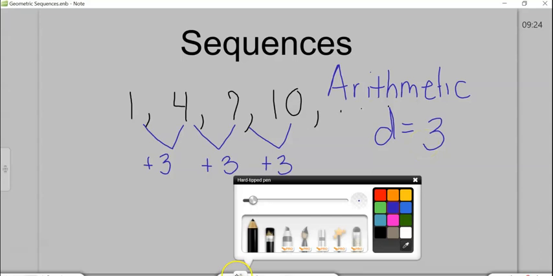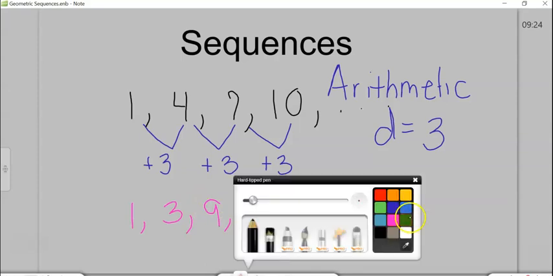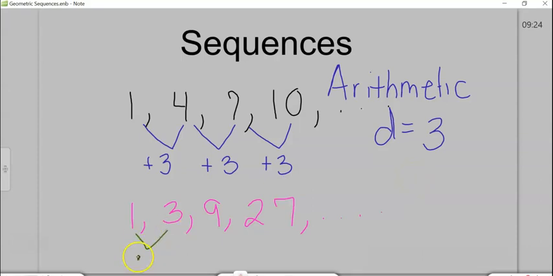Well, a geometric sequence is one where we are not adding or subtracting to get to the next number, but we are instead multiplying to get to the next number. Or sometimes it looks like division, which is actually still multiplication. So for instance, we could have something like 1, 3, 9, 27. When I look at that sequence, to get from 1 to 3, I can multiply by 3. To get from 3 to 9, I can multiply by 3 again. To get from 9 to 27, I can multiply by 3 again.